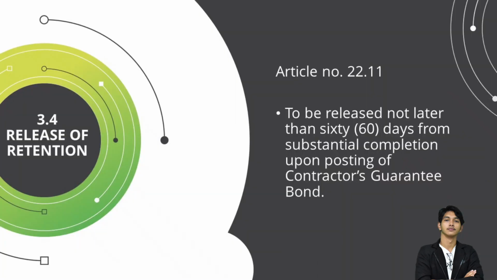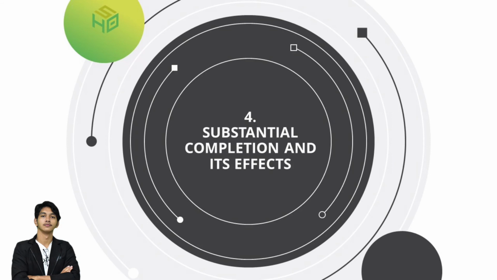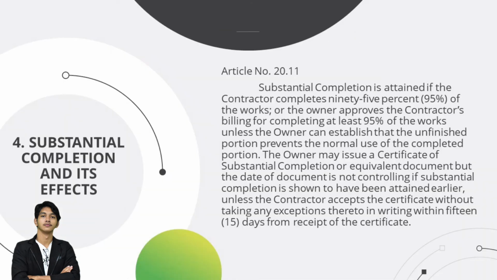Number 3.4 is the release of retention. Article number 22.11 says that the time limit is to be released not later than 60 days from substantial completion upon posting of contractor's guarantee bond. Number 4 is the substantial completion and its effects. Article number 20.11 says that substantial completion is attained if the contractor completes 95% of the works or the owner approves the contractor's billing completing at least 95% of the works, unless the owner can establish that the unfinished portion prevents the normal use of the completed portion.